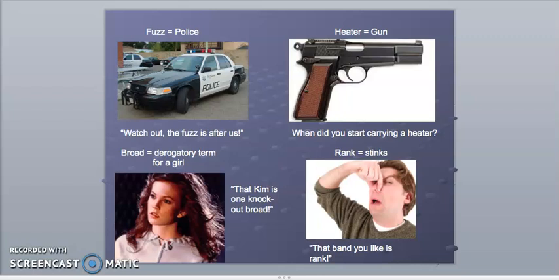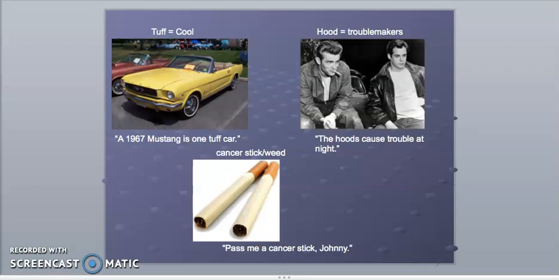Broad is a derogatory term for a girl. I maybe wouldn't use it. It's not necessarily a nice word to use, but used in a sentence, it would be, Kim is one knockout broad. The word rank means something stinks, like it's not very good, so that band you like is rank. Next up, tough, T-U-F-F, means something is cool. So a 1967 Mustang is one tough car. It means something that is cool and respected and that they like.